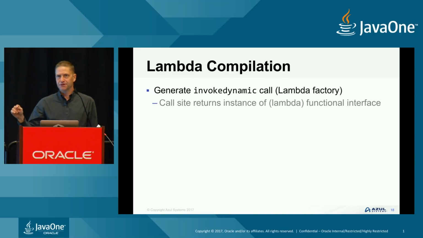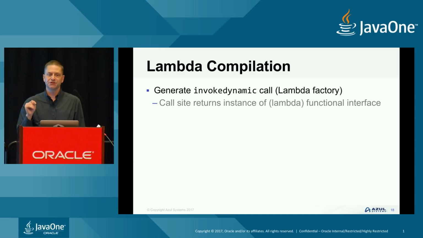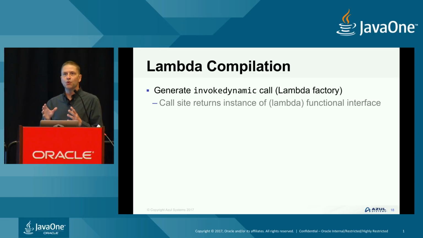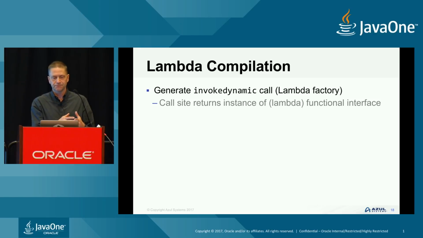Where you use the Lambda expression, a call to invokedynamic is generated. And what this is called is the Lambda factory. So the idea is that you make a call to the invokedynamic, and that will return a reference to an instance of an object whose type is the functional interface that the Lambda expression represents. So that kind of makes sense. So we need some way of getting a reference to the object so that we can then call the method on it.